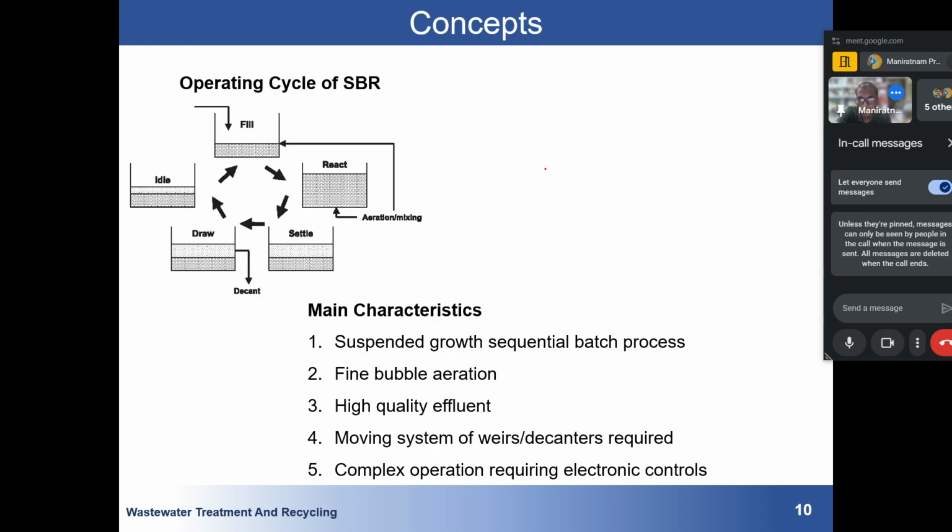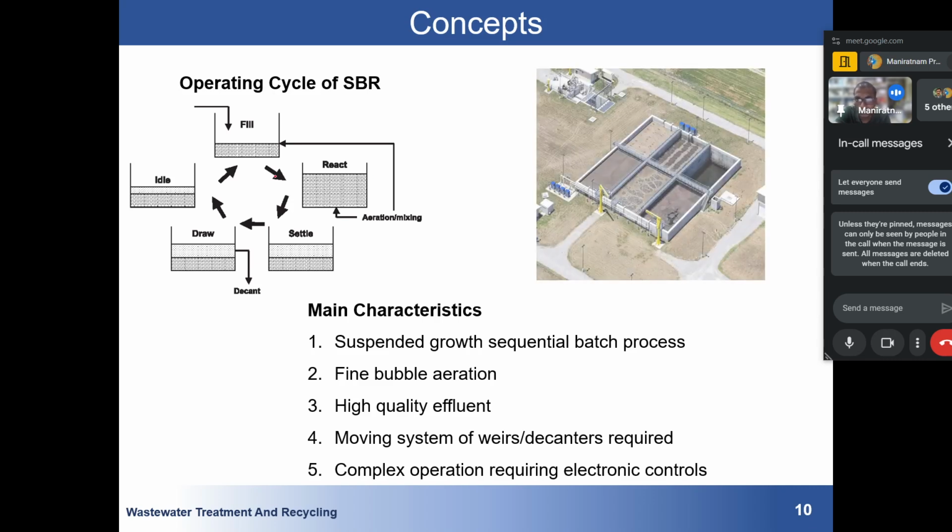Before going to the discussion, this is the real picture of a batch system. The wastewater goes through different sequences. First there is a suspended growth sequence batch approach, then some aeration to provide air, then high quality effluent will be passed. Sorry, this was all characteristics.